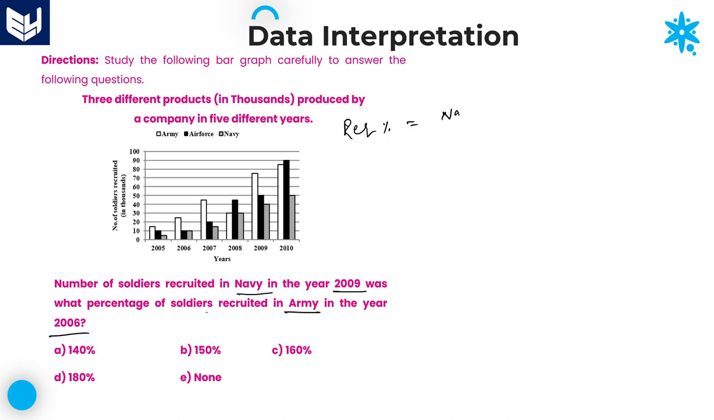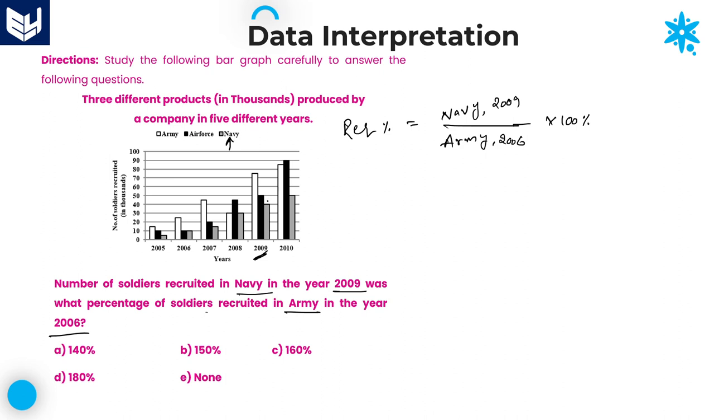Here, Navy candidates in the year 2009, that particular value is what percentage of army candidates in the year 2006. As we want to calculate the percentage, you need to multiply that value with 100 and put the percentage symbol at the end. Here Navy 2009 is what percentage of army 2006? Let us look at it. 2009 is this one.